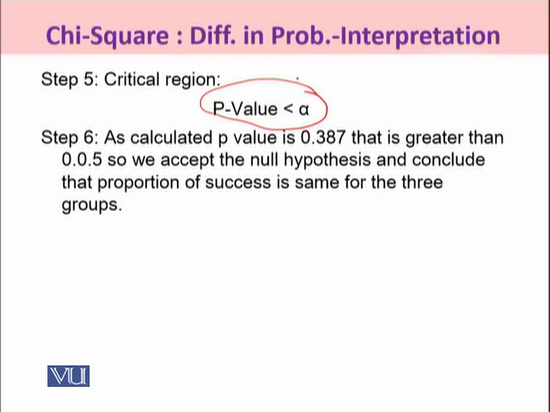So students, the last step is to make the conclusions on the basis of the observed p value and the calculated p value. As the calculated p value that we have obtained from SPSS comes out to be 0.387, this value is very much greater than our alpha, which is equal to 0.05. So we will have to accept our null hypothesis and conclude that the proportion of success for all three groups is the same.